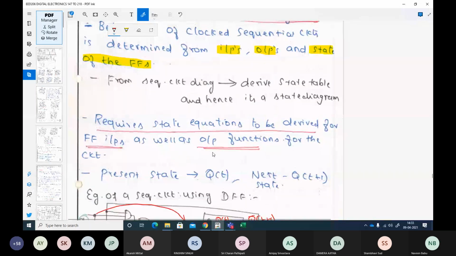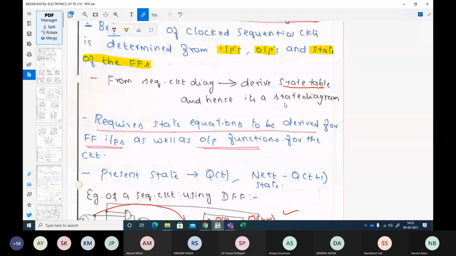So from the circuit diagram, right? You are given a circuit diagram here. From this circuit diagram, we will derive a state table. Once you create a state table, we will derive a state diagram. Now, in order to derive the state diagram, in addition to this, you will require a state equation also. Now, where do you get the state equation?